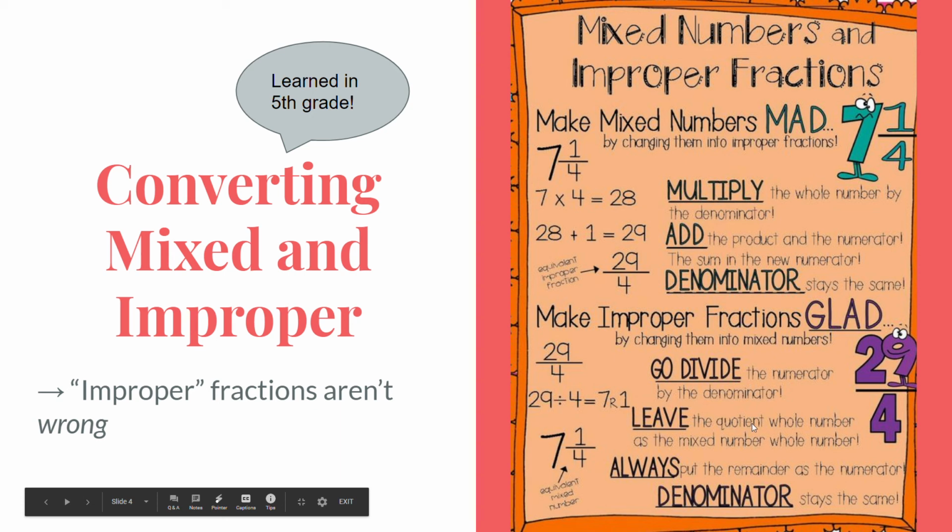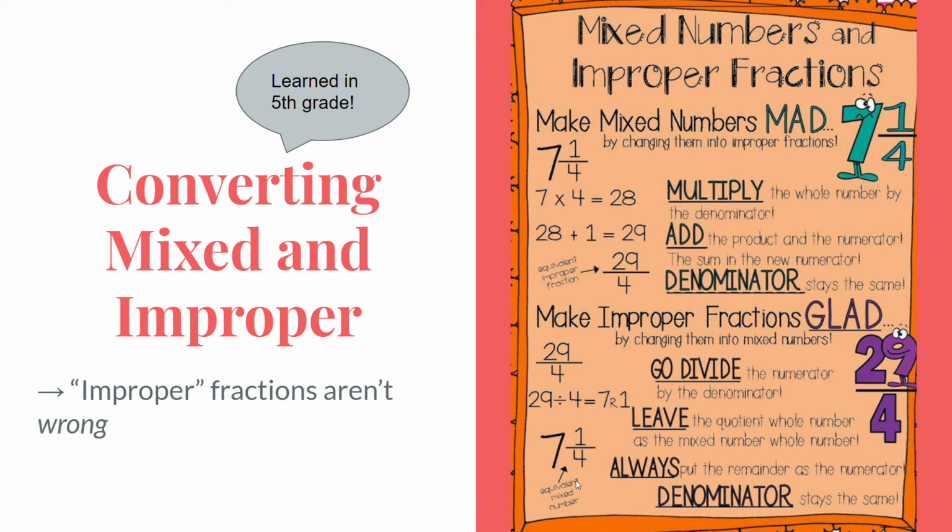So L is leave the quotient whole number as the mixed number whole number. A is always put the remainder as the numerator. D is denominator stays the same. Still fourths. If it was fourths to start with, it's going to be fourths the whole time. If it was thirds to start with, it's going to be thirds the whole time.